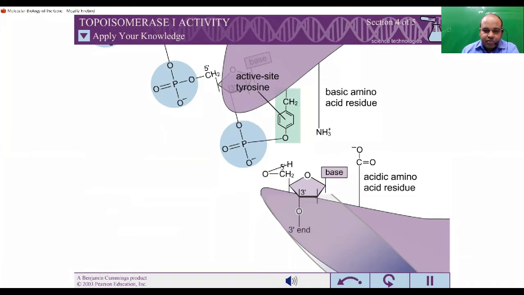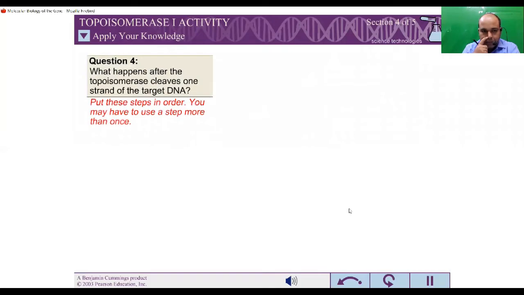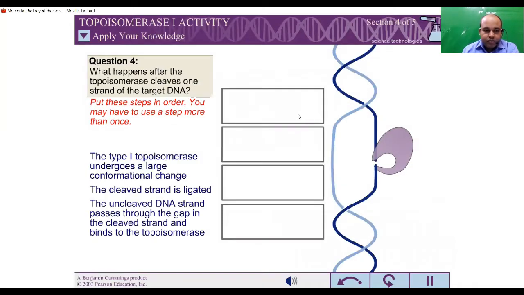This is how the reaction takes place. The oxyanion has been established and stabilized. Okay. तो इसने प्रोटॉन यहाँ पर दिया था और प्रोटॉन ने इसे स्टेबलाइज कर दिया. Now what happens in the next question? Question 4. What happens after the topoisomerase cleaves one strand of the target DNA? Now, put these steps in order. You may have to use a step more than once. First, what would be the sequence of events that would be taking place?